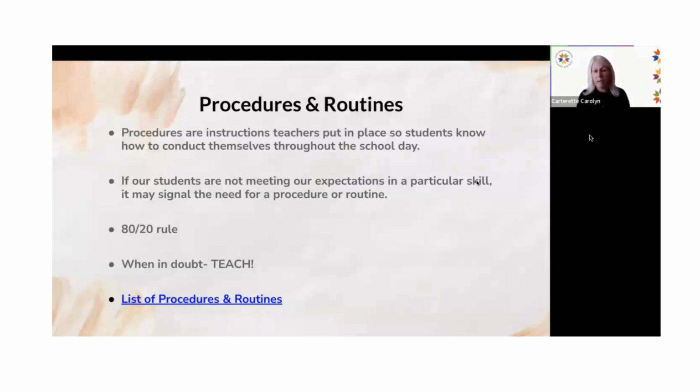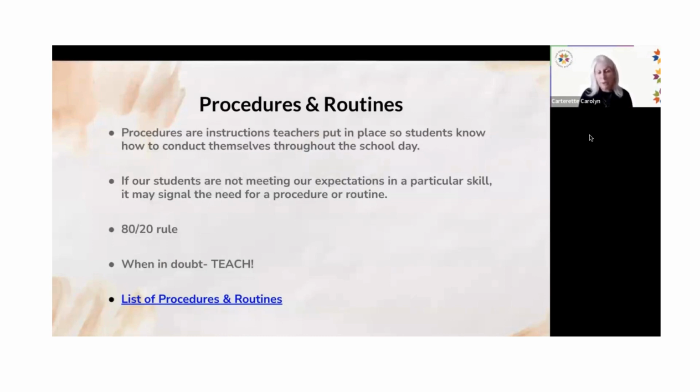throughout the year. And like I said earlier, if we feel like our students aren't doing what we want them to do, when in doubt, teach or reteach. We have to make the assumption that if our students aren't meeting our expectations, that maybe it's a skill that we need to reteach even if we've taught it before.